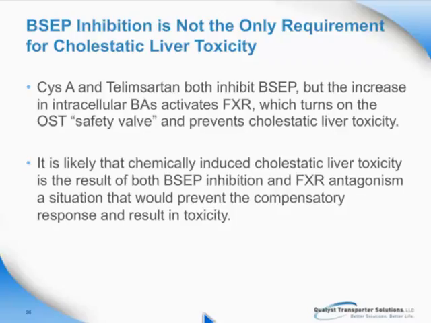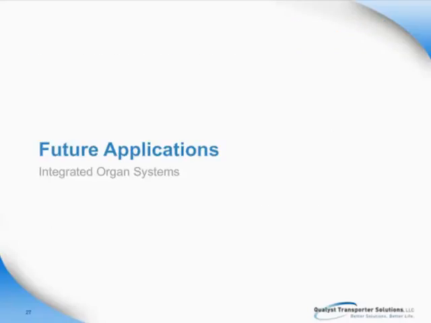So it's likely, if you think about these pathways, that chemically induced cholestatic liver toxicity is the result of both BSEP inhibition and FXR antagonism. Because if that FXR trigger can't be pulled, the cells will not be able to initiate their compensatory response, and this can lead to toxicity.